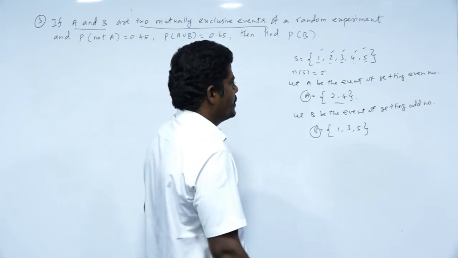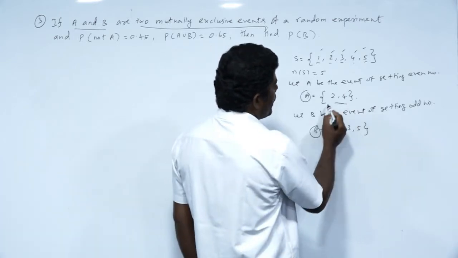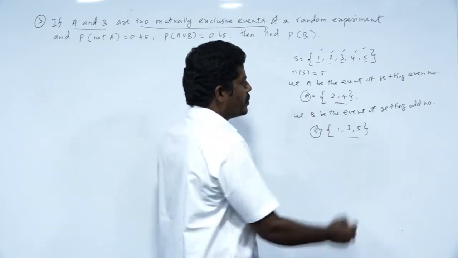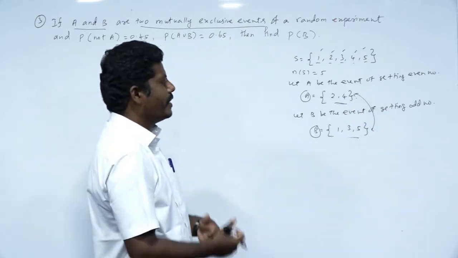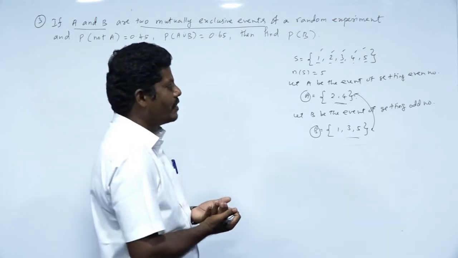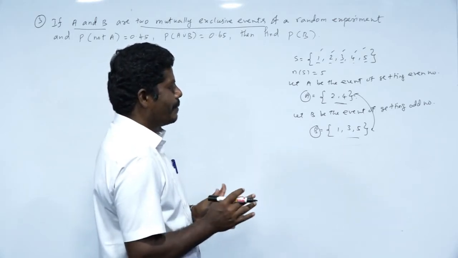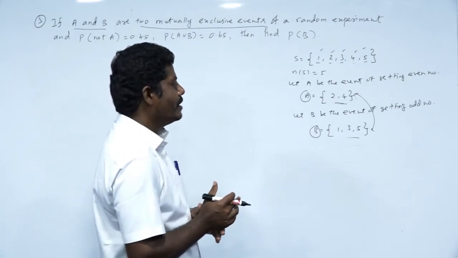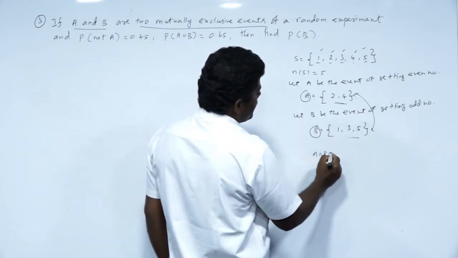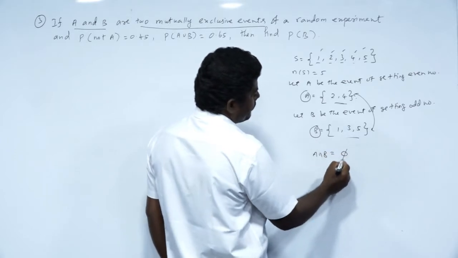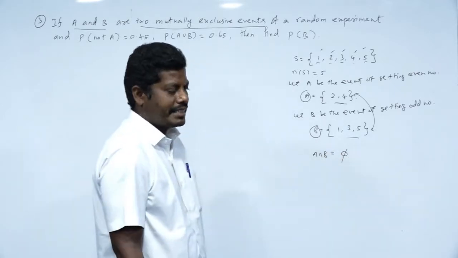Now you see, my dear students, A has 2 and 4, and B has 1, 3, 5. There are no common values for these two events, no common elements. Understand, my dear students? So A intersection B is equal to the empty set. Empty set means what? Nothing.